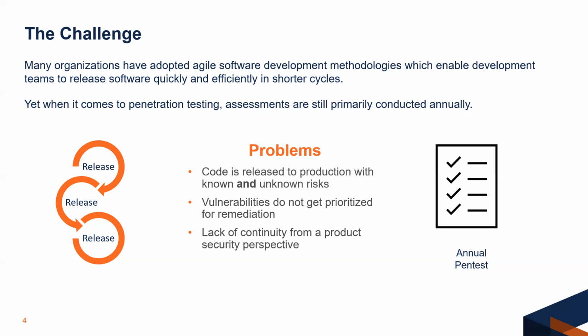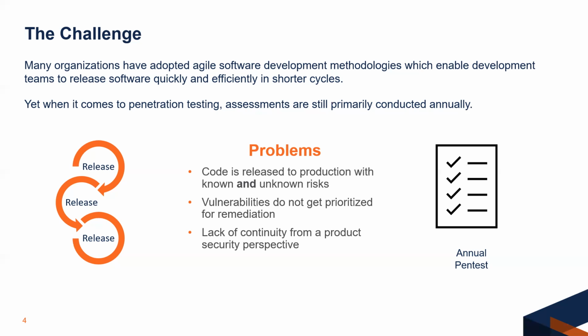What is true of the state of the product once the pen test has been completed may not be true after the next release, which could very well be 2 weeks later. Additionally, vulnerabilities discovered during annual pen tests do not get remediated in a timely manner because there is an implied 1 year timeframe to fix them. Although some teams may fix criticals and highs very quickly, mediums and lows often languish.